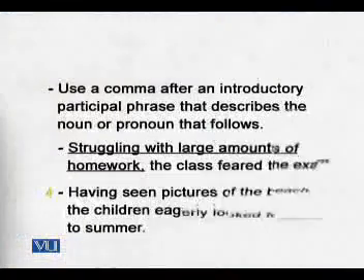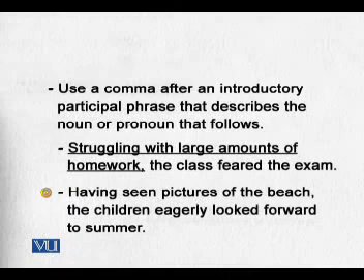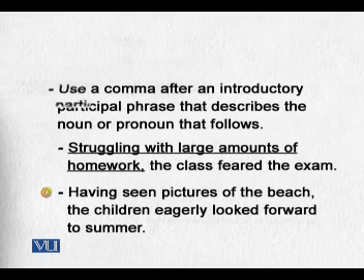Now, these are two clauses. The first clause is the participle phrase clause. After the participle phrase clause, you put a comma and then comes the second clause. One more example. Having seen pictures of the beach, now this much is a present participle phrase clause. And then comes the next clause. The children eagerly looked forward to summer. Now, between these two clauses, you are going to put a comma. Let's move towards the next item.